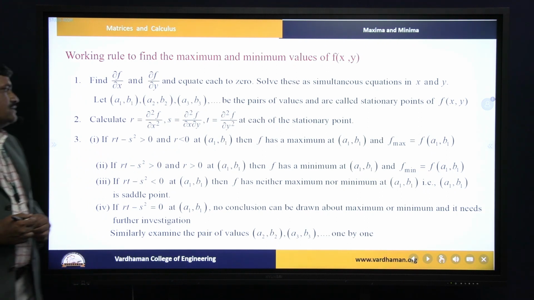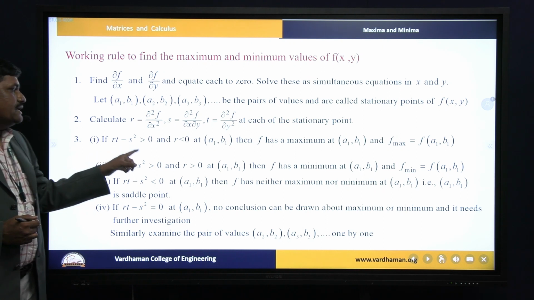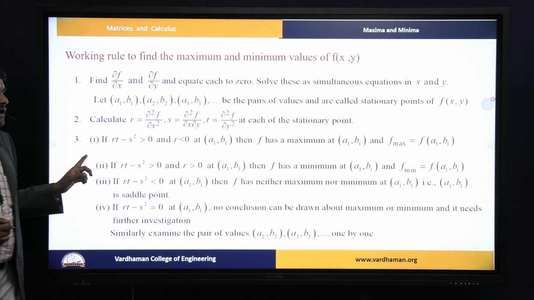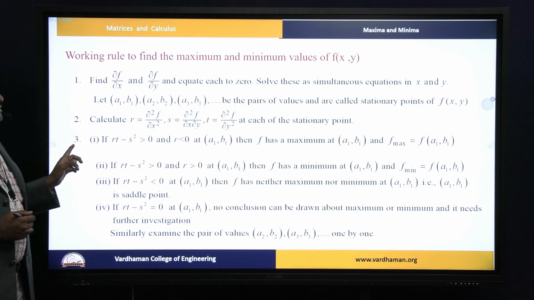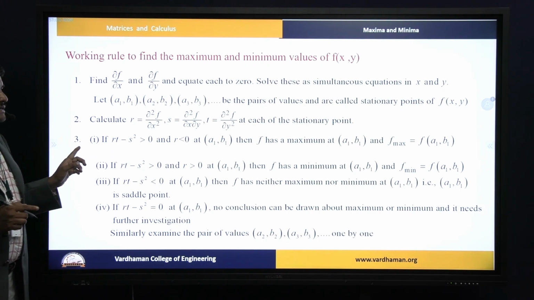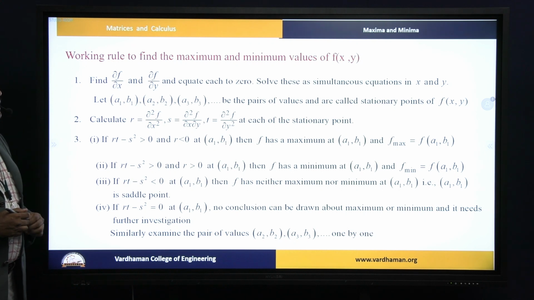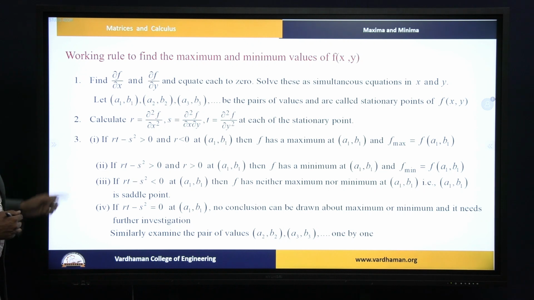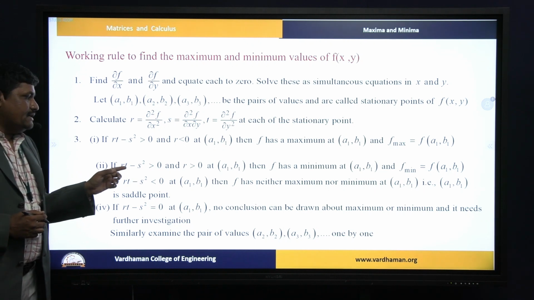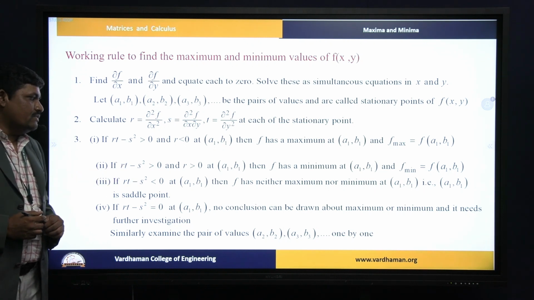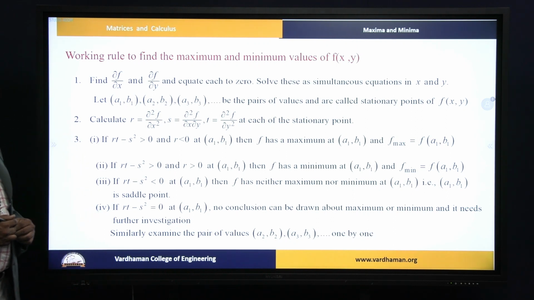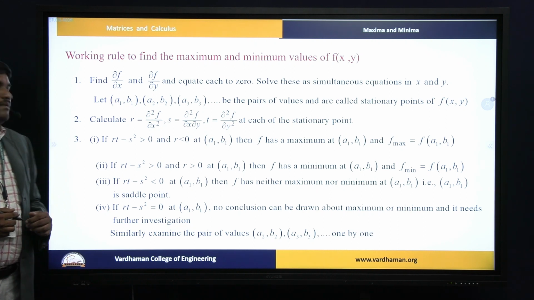Third, find rt minus s square. If rt minus s square is greater than 0 and r is less than 0 at a1,b1, then f has a maximum at a1,b1 and f maximum is equal to f of a1,b1. If rt minus s square is greater than 0 and r is greater than 0 at a1,b1, then f has a minimum at a1,b1 and f minimum is equal to f of a1,b1.